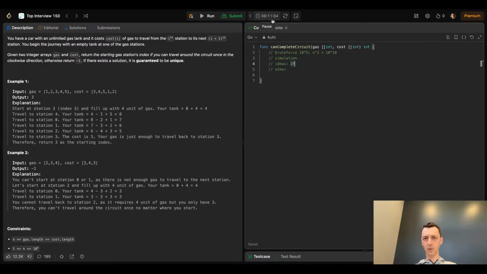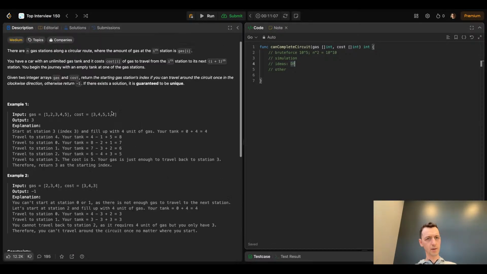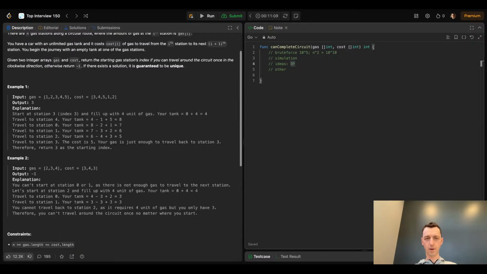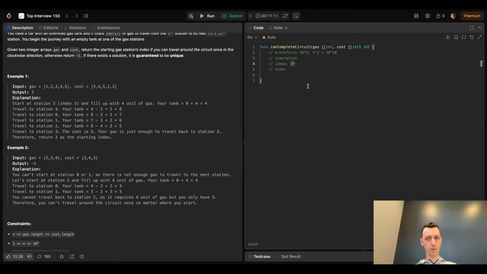Jesus, 10 minutes already? Reading that problem took some time. Okay, now simulation is kind of the brute force approach here. Maybe there is some more optimized simulation.